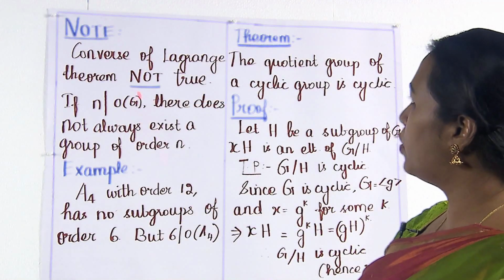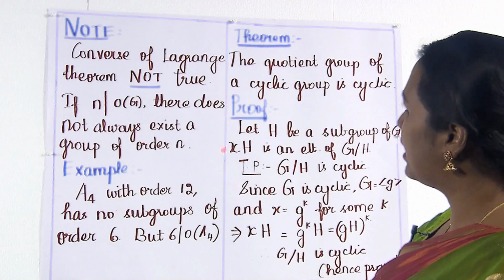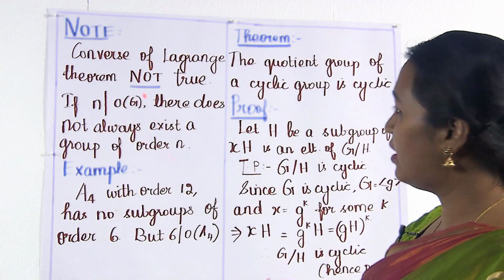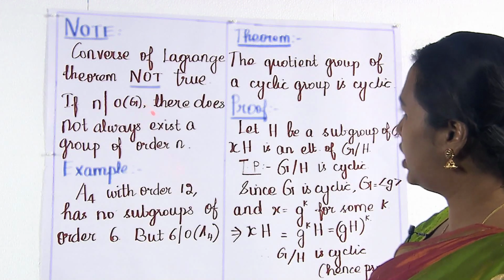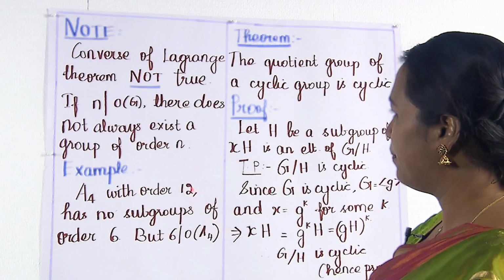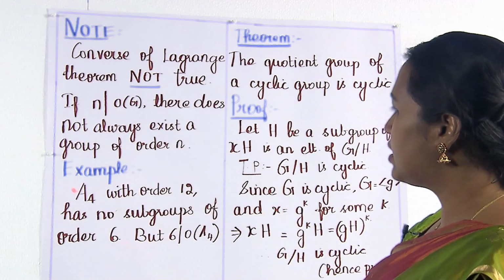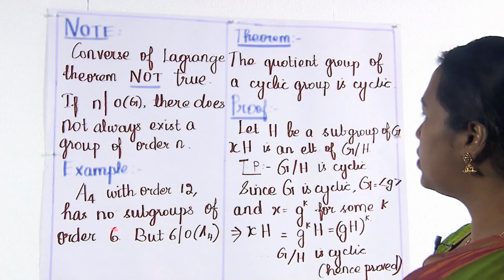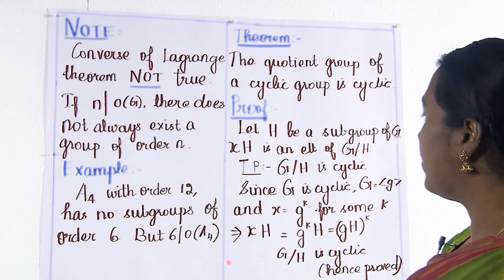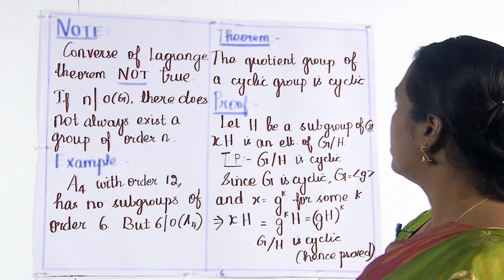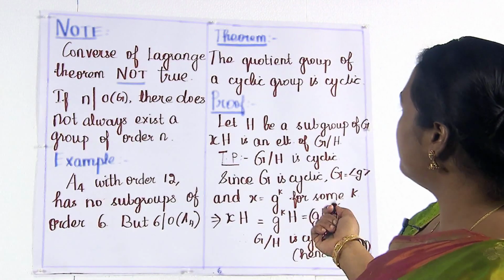This is an important note that the converse of the Lagrange theorem is not true. That is, I am reversing the statement, if n divides order of G, there does not always exist a subgroup of order n. For example, let us consider the alternating group A4 with order 12. It has no subgroups of order 6, but 6 divides the order of A4. So, the converse is not true. Let us go to the next theorem.